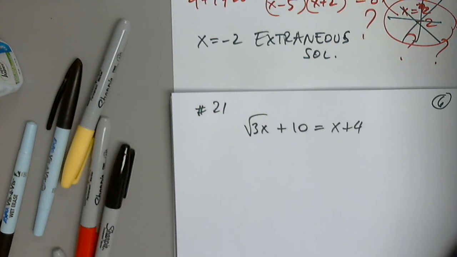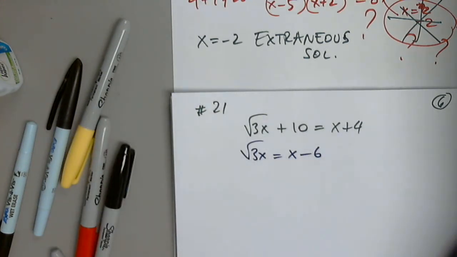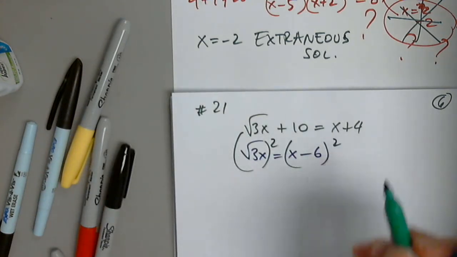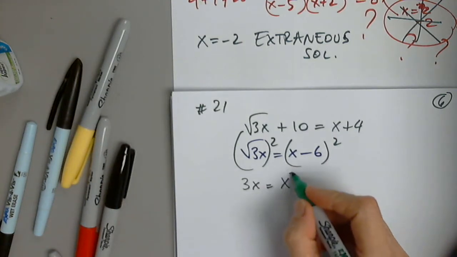So I already got the answer. It's x minus 6. That's my first step. Moving 10 to the other side, it becomes negative 10. 4 minus 10 is negative 6. Now what? Now I'm ready to do what? Now I can square. The left-hand side, please. Awesome. The right-hand side, please remember the first day of classes: x squared minus 12x plus 36.